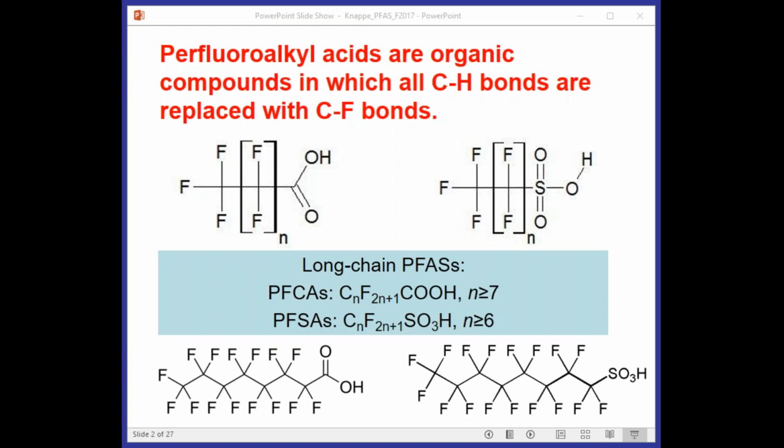These are the compounds that more readily bioaccumulate in the human body and also in aquatic life and wildlife. For that reason, they are being phased out and are being replaced by short chain PFASs, so compounds where the n is less than what I'm showing here, and also fluorinated alternatives, which I'll talk about later. So, next slide.